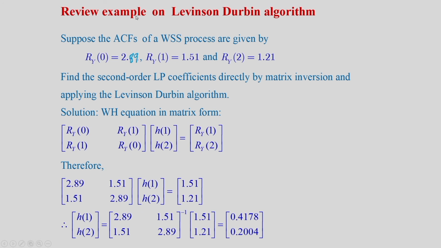Let us consider the review example on Levinson Durbin algorithm. Suppose the ACFs of a WSS process are given by this: ry(0) is 2.89, ry(1) is 1.51 and ry(2) is 1.21. Find the second order LP coefficients directly by matrix inversion and by applying the Levinson Durbin algorithm. So, solution is like this.